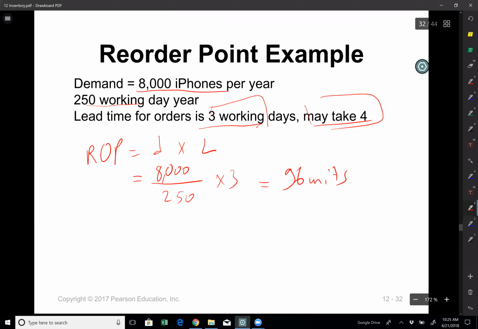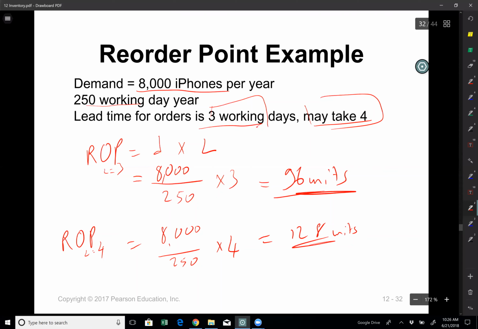If I use the lead time of 4, then that would give me reorder point with lead time of 4. Then that would be times 4 instead of 3, and I would get 128 units. So whenever I reach 96 or 128 units, I need to reorder.